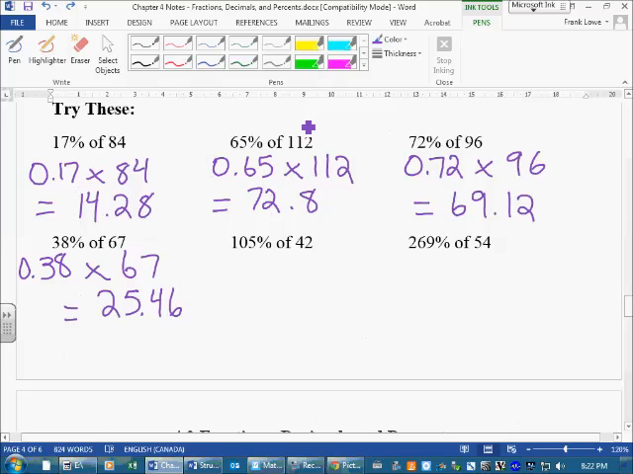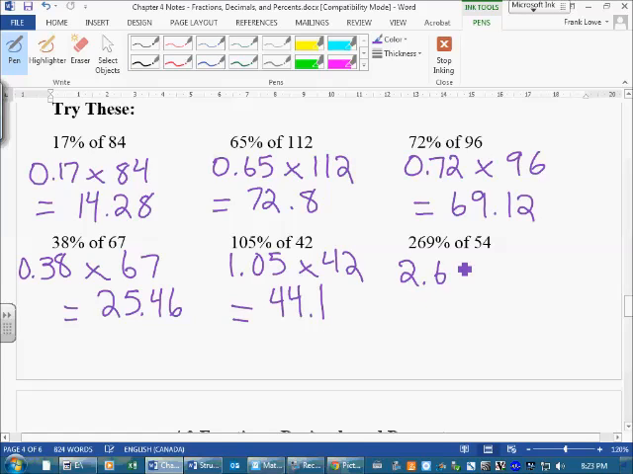We're going to move our decimal 2 places to the left again. You're going to get 1 and 5 hundredths times 42, and that will give you 44 and 1 tenth. Same with this one. We move our decimal 2 places to the left. We get 2 and 69 hundredths times 54, and we get 145 and 26 hundredths.